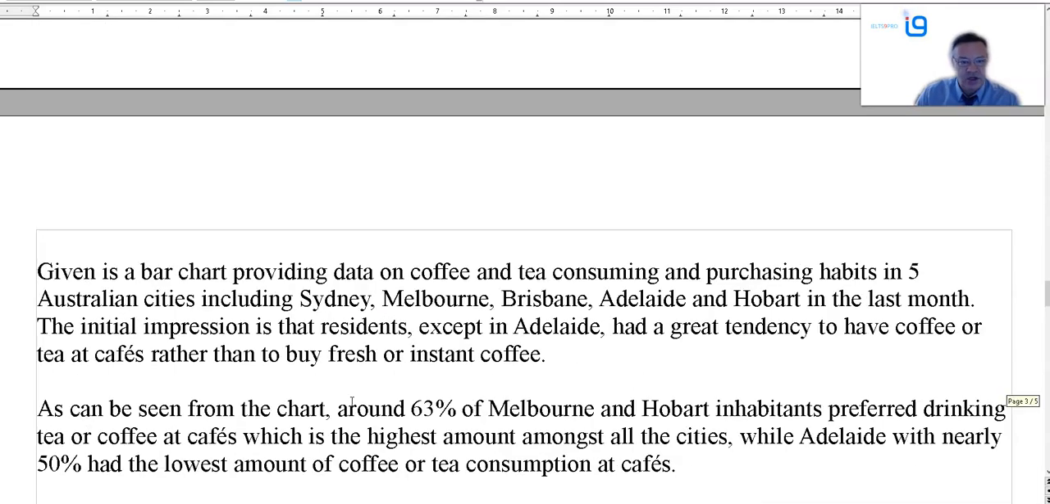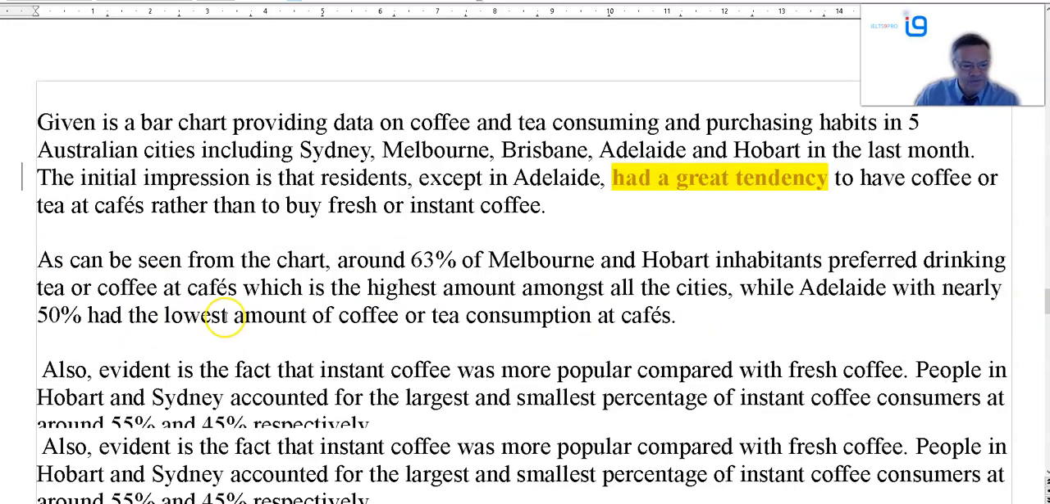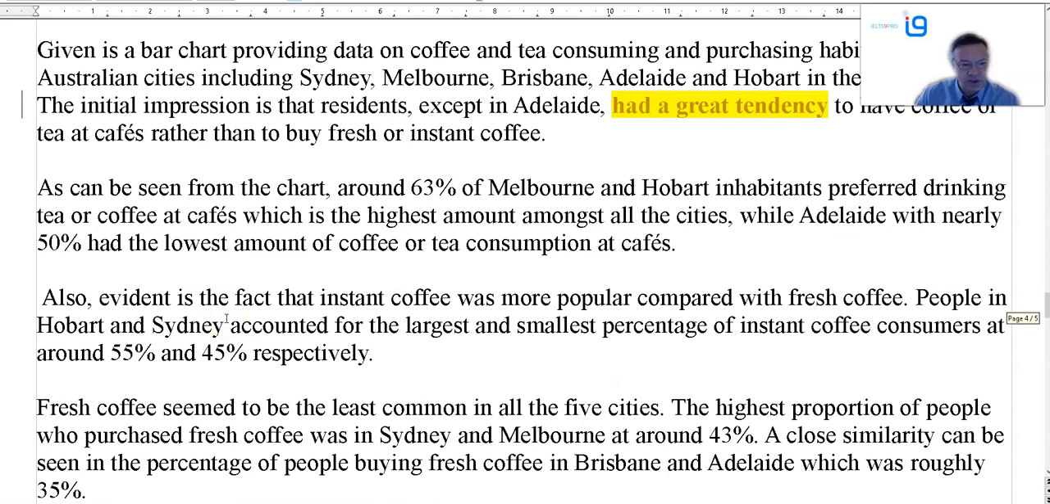Okay, "given as a bar chart providing data on consumption and purchasing habits for Australian cities in the last month, is present great tendency." I wouldn't really say that, a great tendency. But apart from that, the initial impression, I would just say "overall" or "seen from the charts". Obviously that's good.